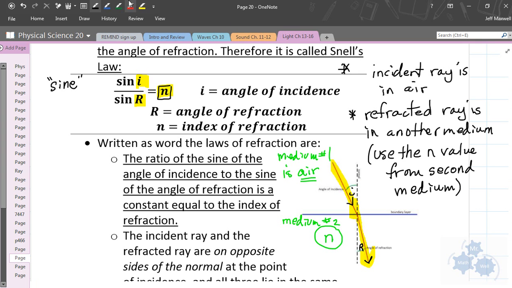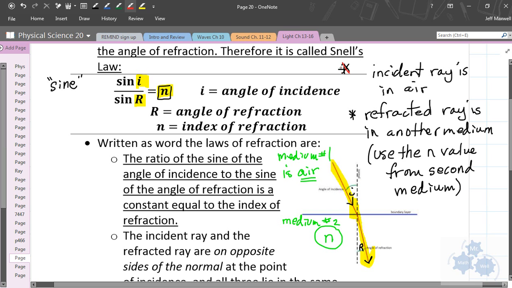Now, a point that I need to make here is that this particular relationship holds true when the incident ray is coming out of air. So this is air right here, and it's refracted into another medium. It doesn't matter what medium this is. This is just medium number 2. But that's where the N comes from.